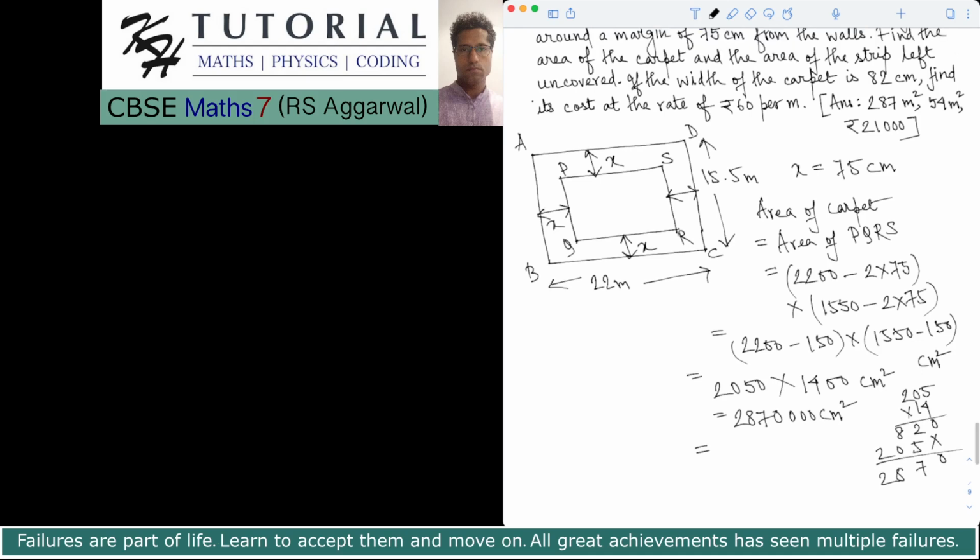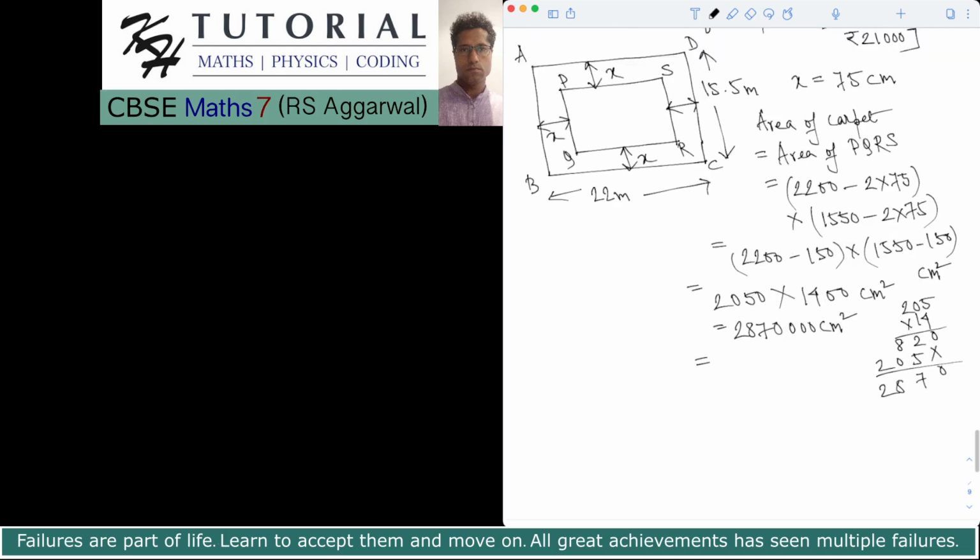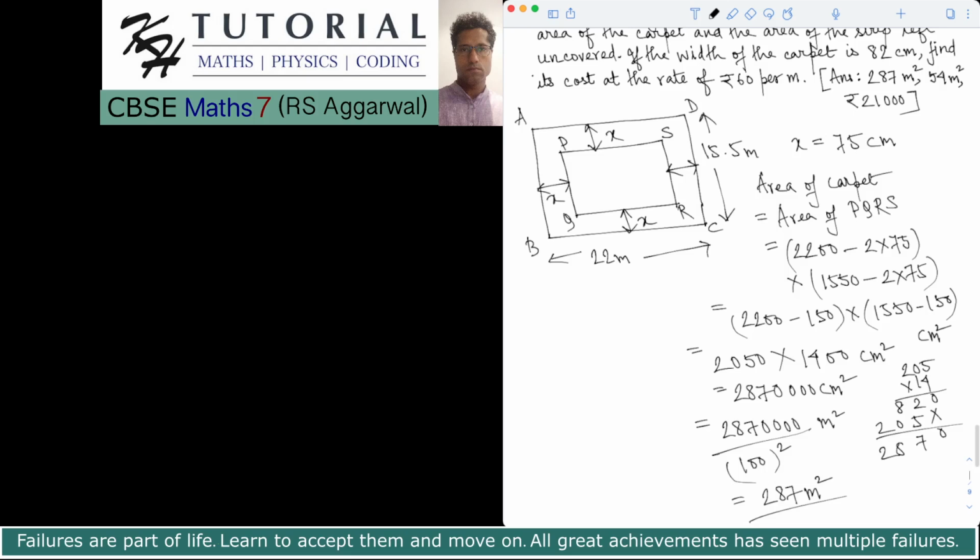We have to convert this into meter square. So this will be 2870000 divided by 100 square, meter square, and this becomes 287 meter square. So this is the area of the carpet, which is the rectangle in the diagram, rectangle PQRS.